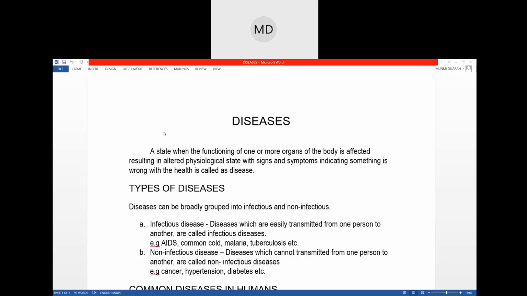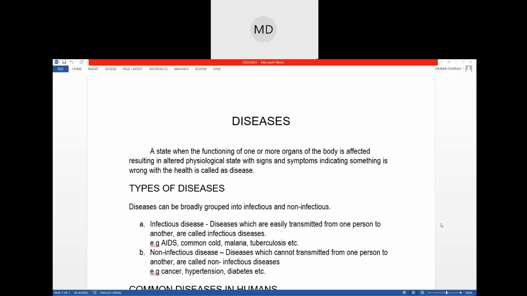Infectious is also sometimes known as communicable, and non-infectious is known as non-communicable. All of you know communication. Communication means you're going from one place to another, right? It is the same for communicable. Communicable means it will transfer from one person to another, and non-communicable means the disease will not spread from one person to another. Infectious means communicable.